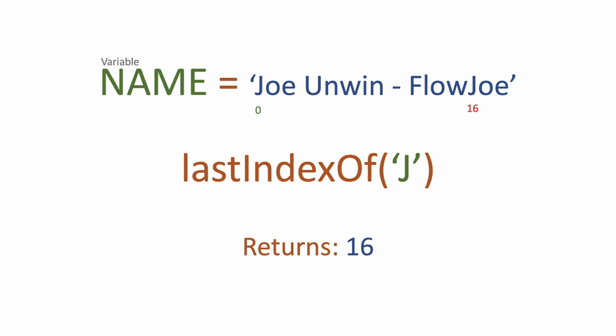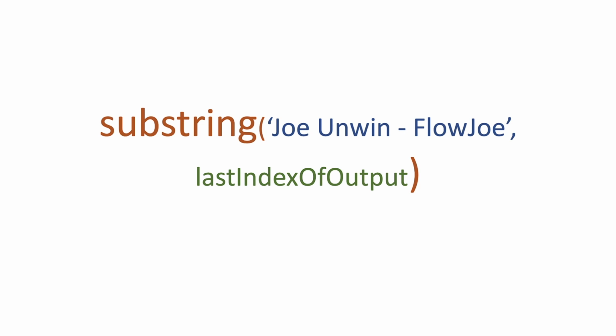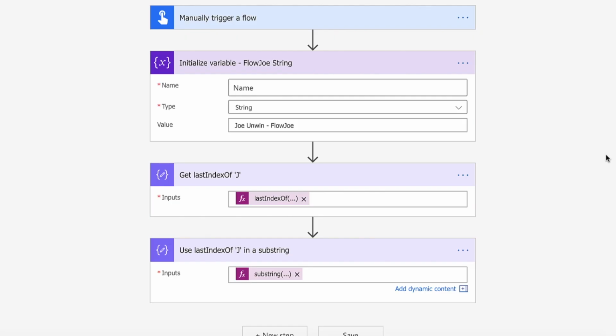So why would we do this then? Well, we would be able to use this in substring. So say we passed in that long variable of Joe Unwin-Flow Joe, and we passed in the last index of output, which would be 16. It will then start at the last character J, which will be the 16th character, and then return the rest of the string. So if we use the substring on this with that last index output, we would actually be able to scrape out the word Joe from that whole entire string. So we can dynamically target a part of that string from whatever we passed in before.